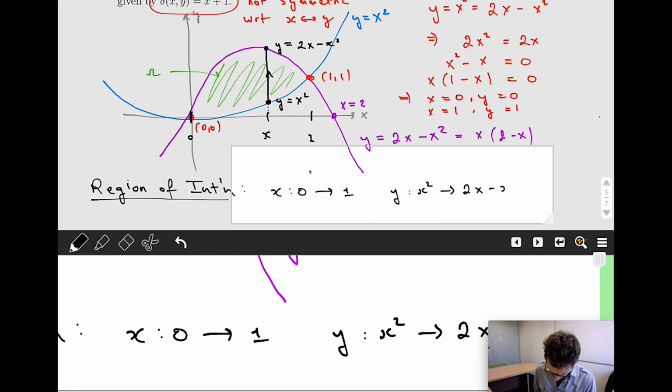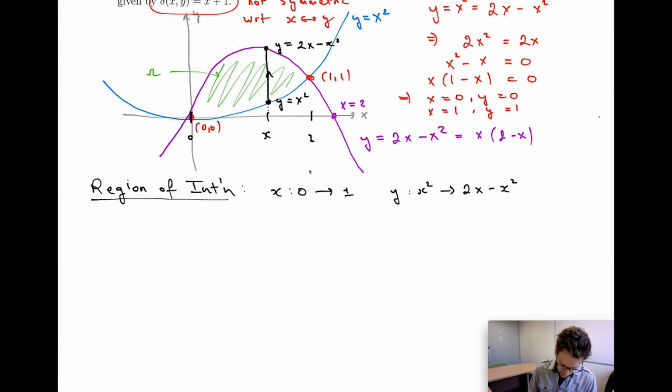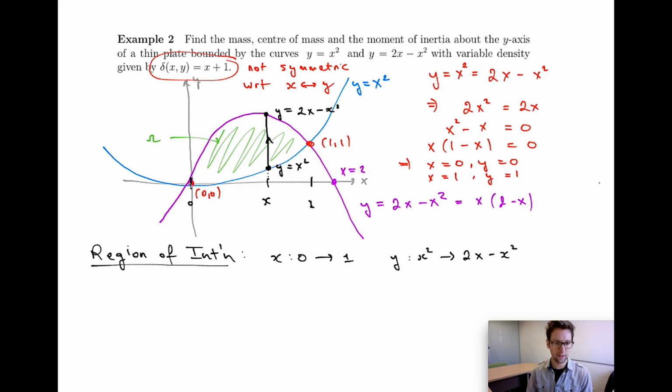Now I chose here to do x as my outer integral and y as my inner integral, and the reason I did that was because I have simple expressions for y in terms of x at the lower bound and the upper bound for the inner integral. If I wanted to do it the other way around, I'd need to have expressions for x in terms of y, and it's not immediately obvious how I would do that. So this is a much easier integral to do, going from x as my outer integral and y as my inner integral.